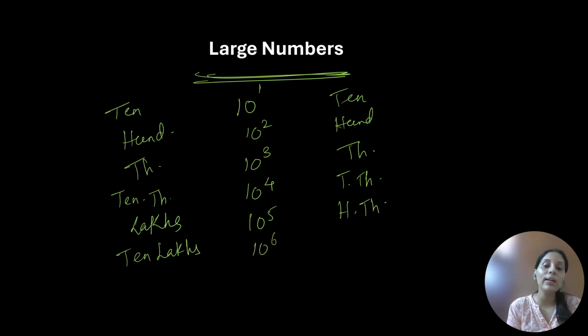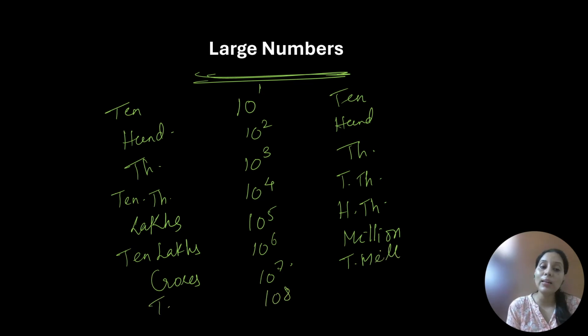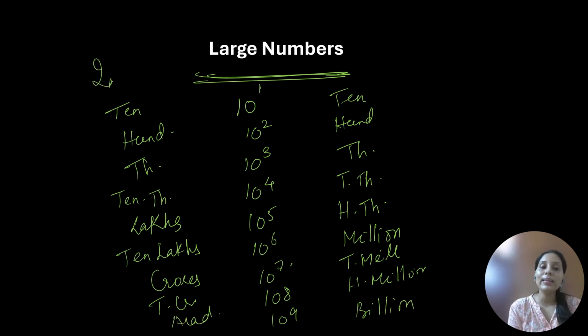But here what do you get? Million. There is no lakhs. 10 power 7 को crores. But here it is 10 million. 10 power 8 को 10 crores. It is 100 million. And 10 power 9 is billion. Isn't it? This is Arab. So this is Indian system and this is international system.